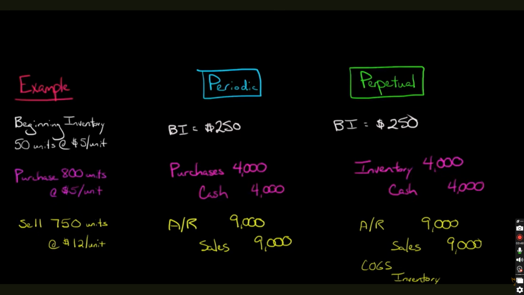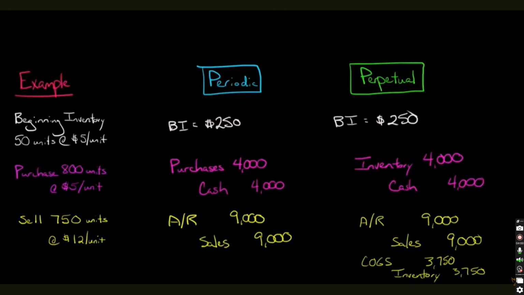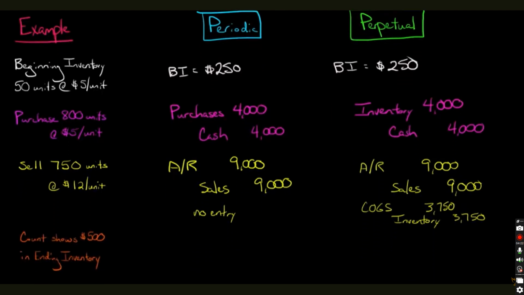So 750 times 5 is $3,750. So we're going to credit our inventory for $3,750. Remember, we said that we're continuously updating the inventory account with the perpetual method, whereas with the periodic method, we're not going to make an entry here. So I'm just going to put no entry to record the inventory, because we're going to deal with that at the end of the year, the end of the quarter, what have you. So now, let's say that we do get to the end of the period.